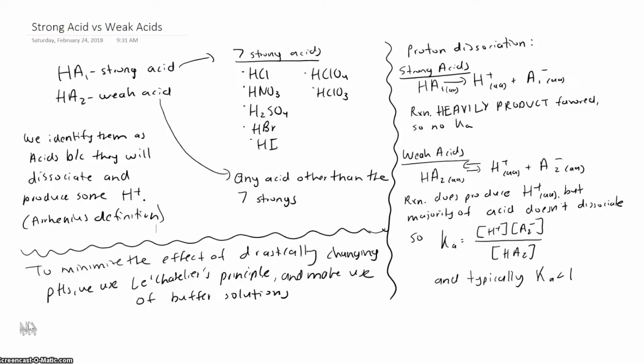Acids are compounds that will dissociate and produce H+ in solution. There are only two types of acids, strong acids and weak acids. There are 7 strong acids listed here, and every other acid is known as a weak acid.